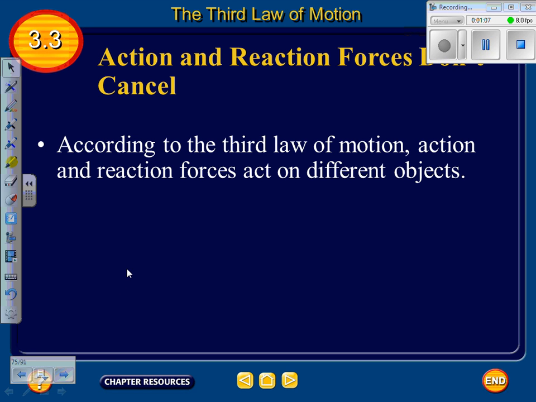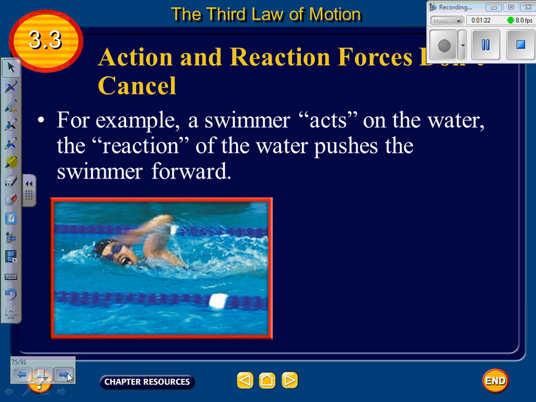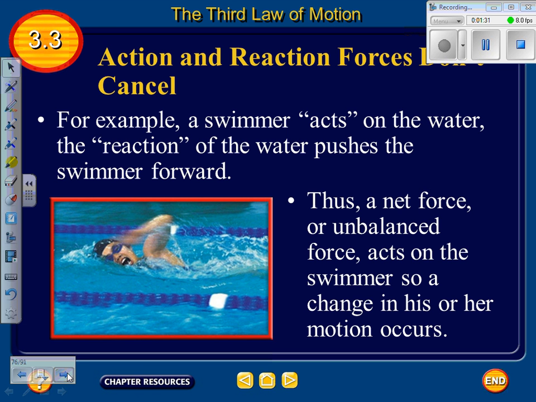According to the third law of motion, action and reaction forces act on different objects. Thus, even though the forces are equal, they're not balanced because they act on different objects. We'll look at that here in a second. An example of this is a swimmer acting on the water. The reaction of the water pushes the swimmer forward. A net force, or unbalanced force, and this is kind of bringing all of those unbalanced and balanced forces together, acts on a swimmer so a change in his or her motion occurs.